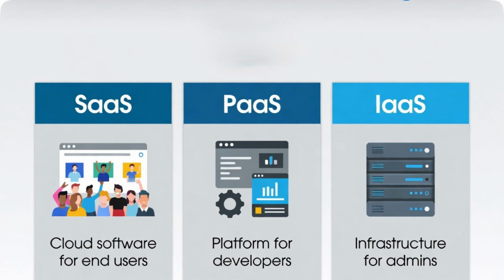The third model is Infrastructure as a Service, or IaaS. This model provides computing infrastructure such as hardware, storage, operating systems, and computing power as on-demand services instead of dedicated on-site resources. Examples include Amazon Elastic Compute Cloud, also known as EC2, and Rackspace.